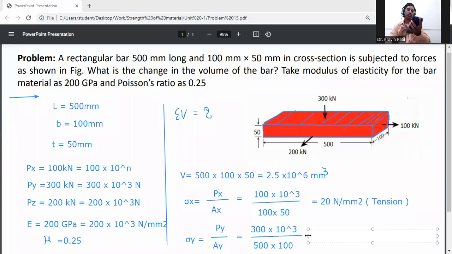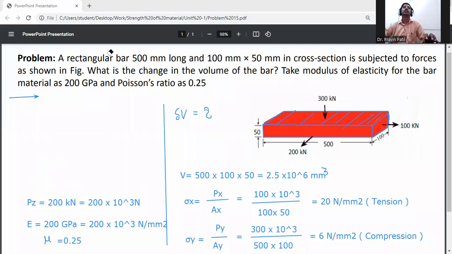300 into 10 raised to the power 3 divided by 500 into 100. So it will be 6 Newton per mm square. So it will be in compression.